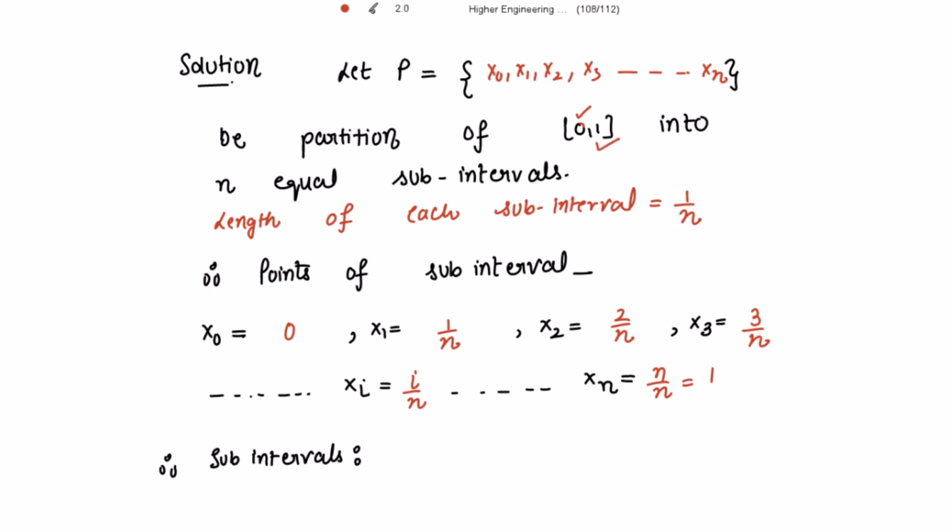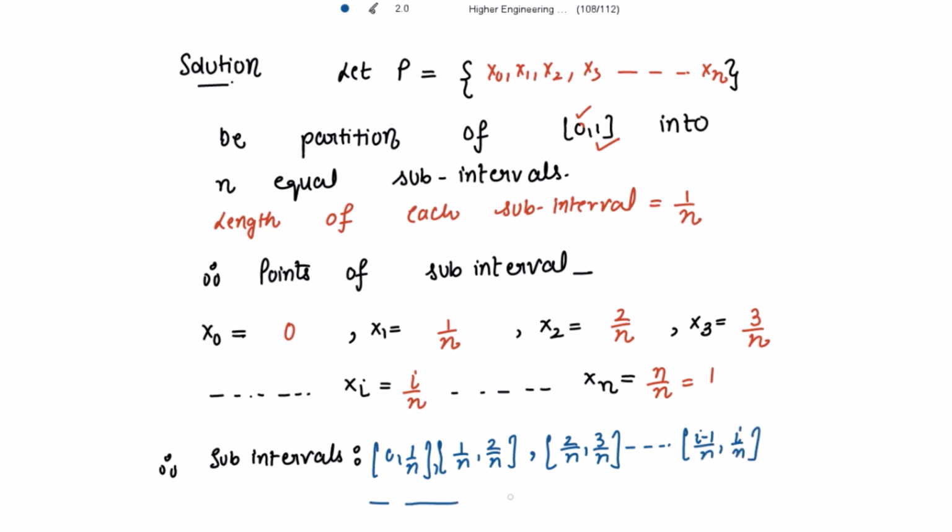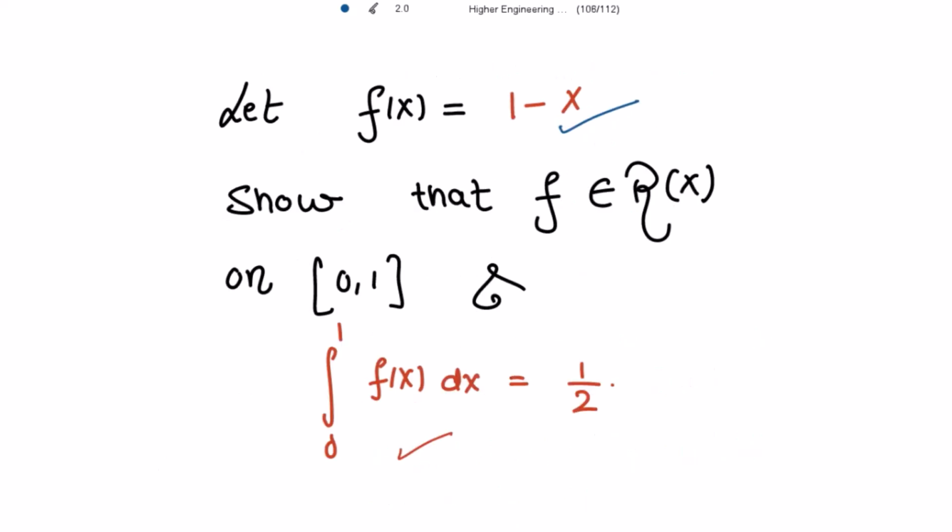Now writing the subintervals: from 0 to 1/n, then from 1/n to 2/n, then from 2/n to 3/n, and so on, (i minus 1)/n to i/n, and so on, up to (n minus 1)/n to n/n, that is 1. So these are the subintervals. What is the function given to us? It is 1 minus x.